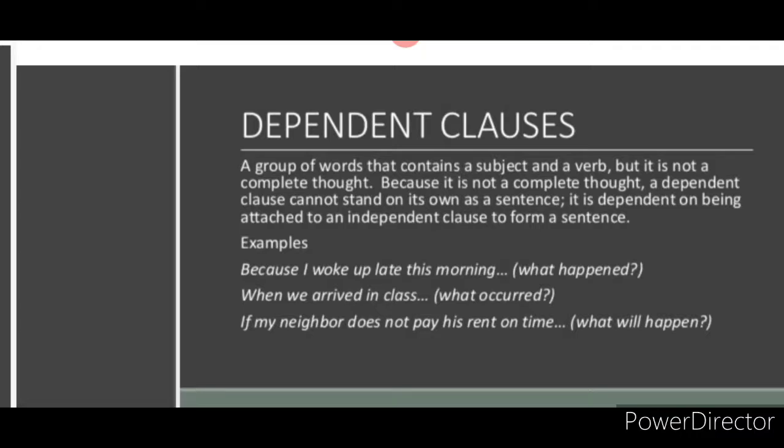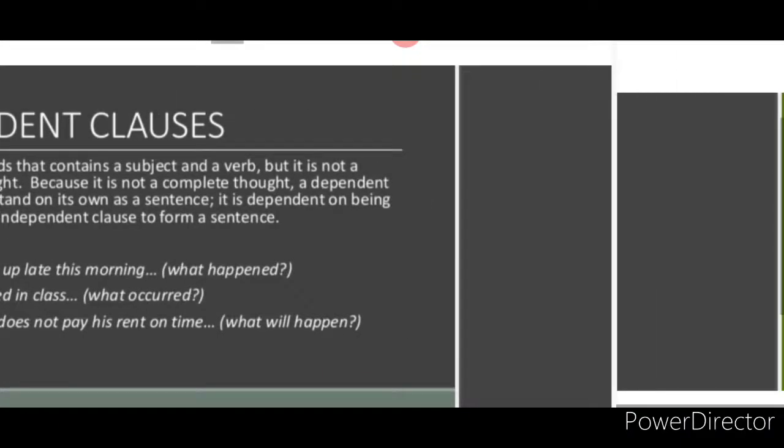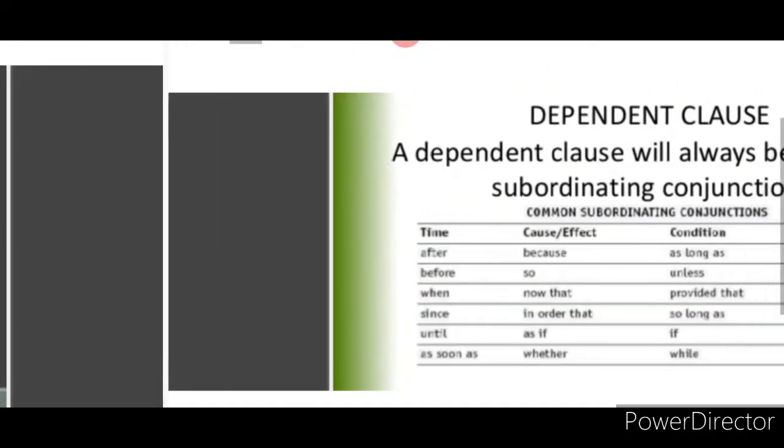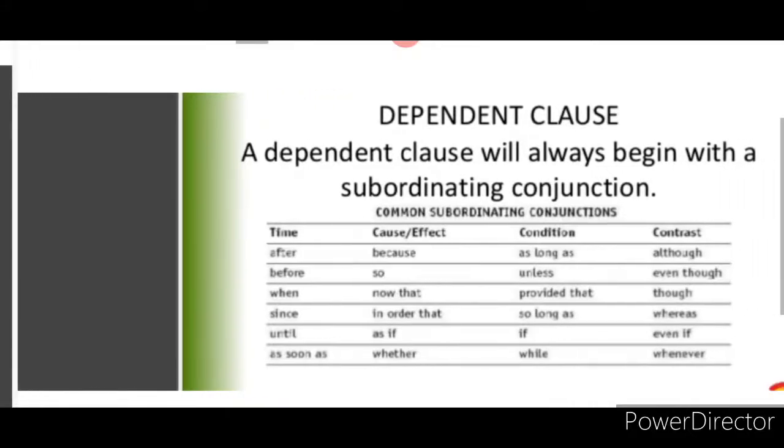Okay, so "when it is raining, I went out." So I is the subject, went is the verb. So this dependent clause depends on the independent clause to give you a complete thought. Okay children, we will discuss some more examples so that you will understand better. See, "because I woke up late this morning." Oh, one more thing children, this dependent clause will always begin with a subordinating conjunction.